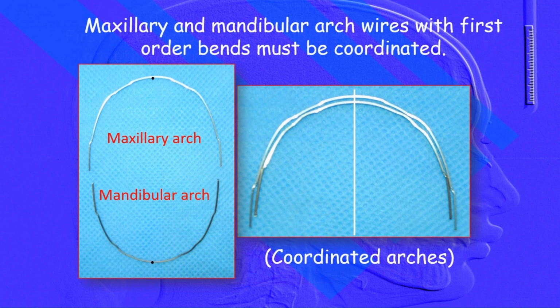After putting the first order bends in the maxillary and mandibular arches, the arch wires must be coordinated to each other. When the arch wires are coordinated with each other, as shown in the figure, the gap between the maxillary and mandibular arch wires in the incisor and posterior region should be approximately 2 mm.